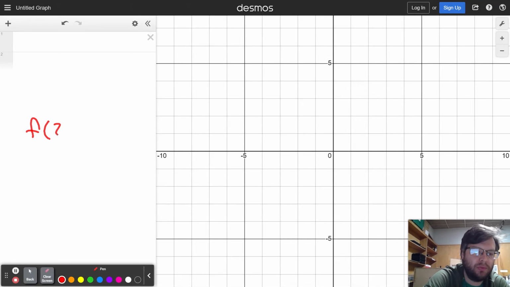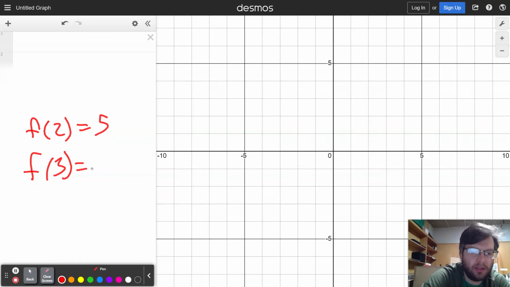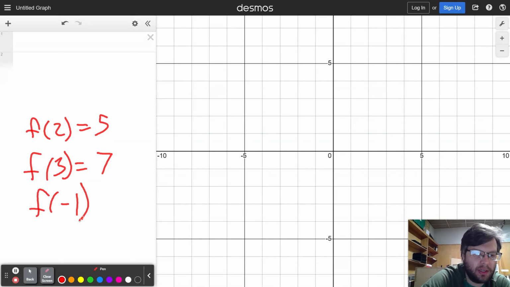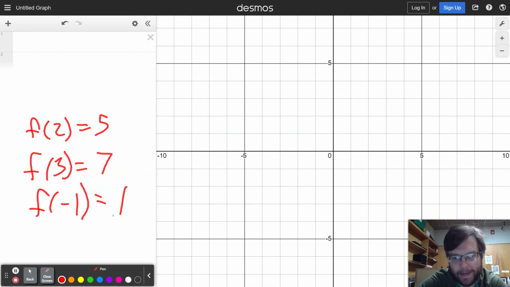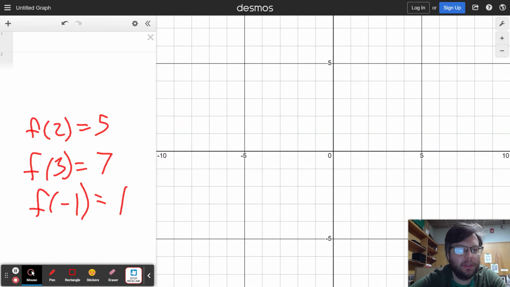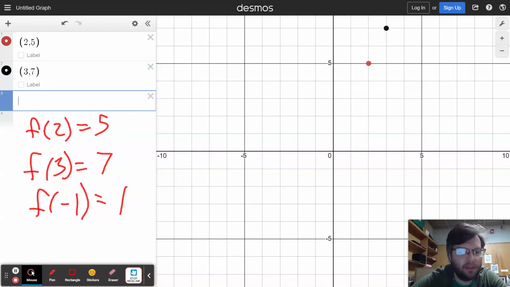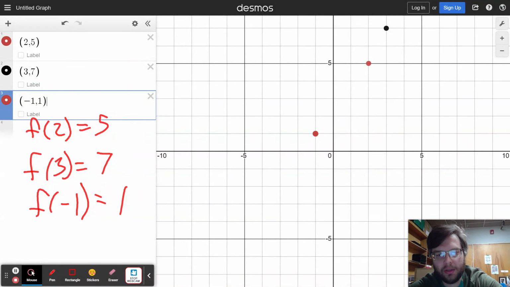So I'll say f of 2 equals 5, f of 3 equals 7, and f of negative 1 equals 1. I just made up some random things. And I just want you to remember that the f of x notation, for some reason people are, I don't know, intimidated by it or something. It's really just the same as if I told you 2 comma 5, 3 comma 7, and negative 1 comma 1.